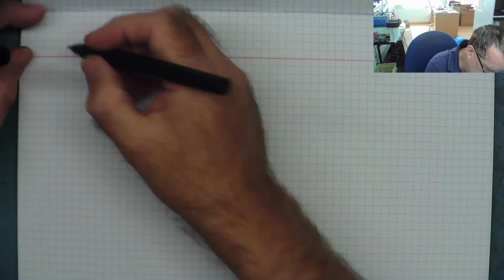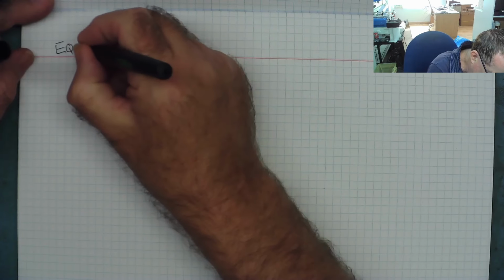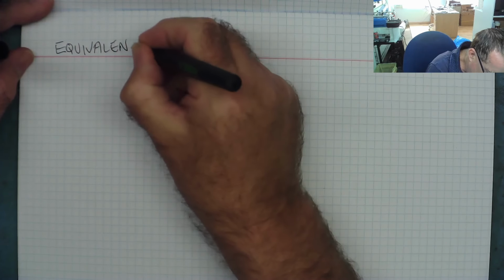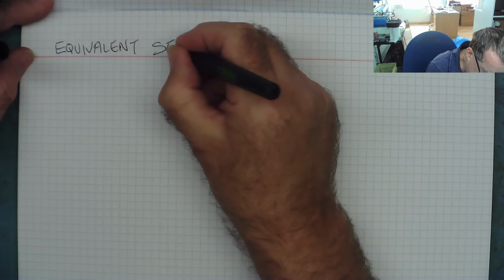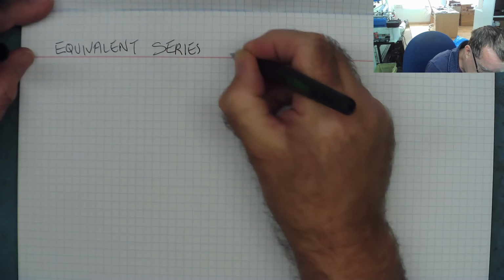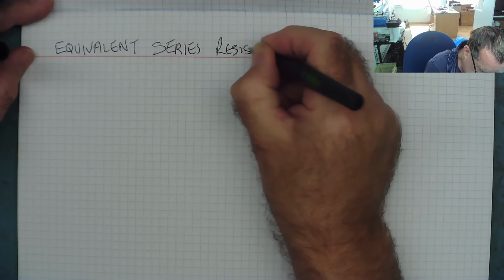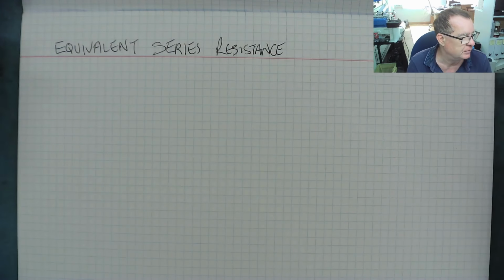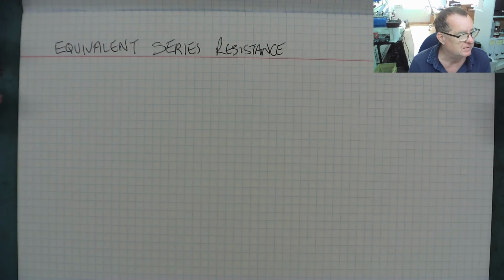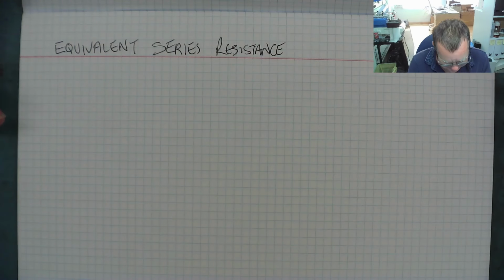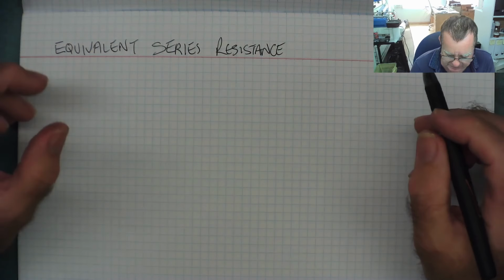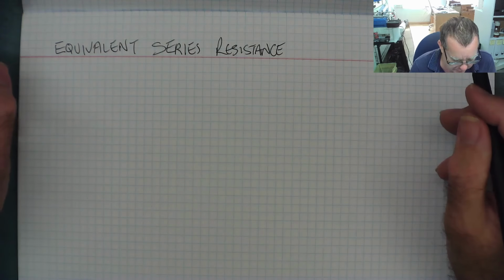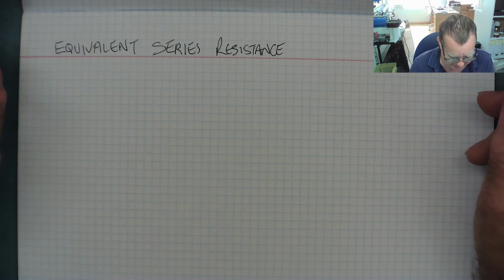ESR stands for equivalent series resistance. I'll write it out so you have plenty of time for that. So again, equivalent series resistance. What is it? Well, it's a property that capacitors have, and in particular we use it to test electrolytic capacitors.